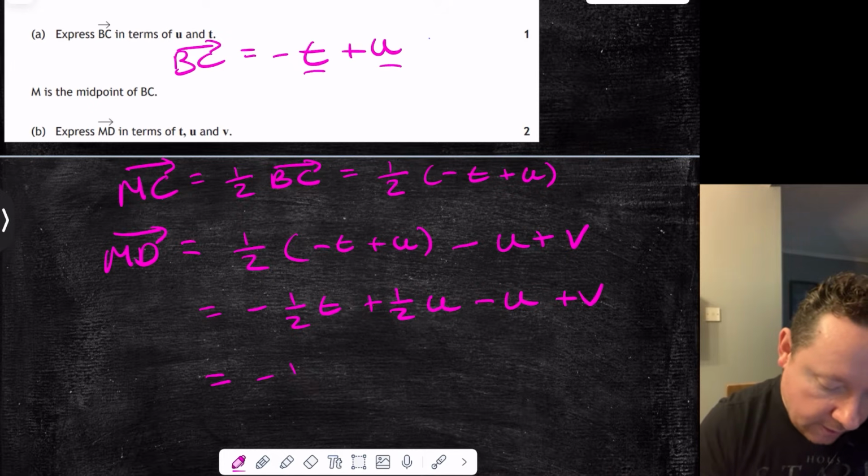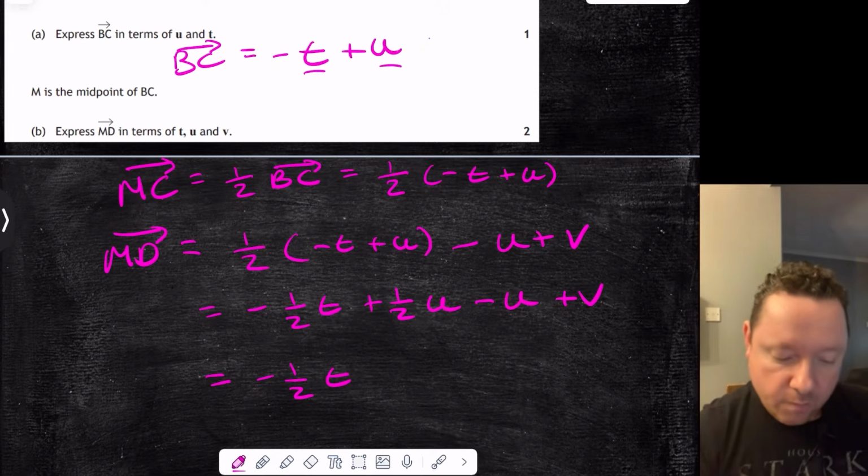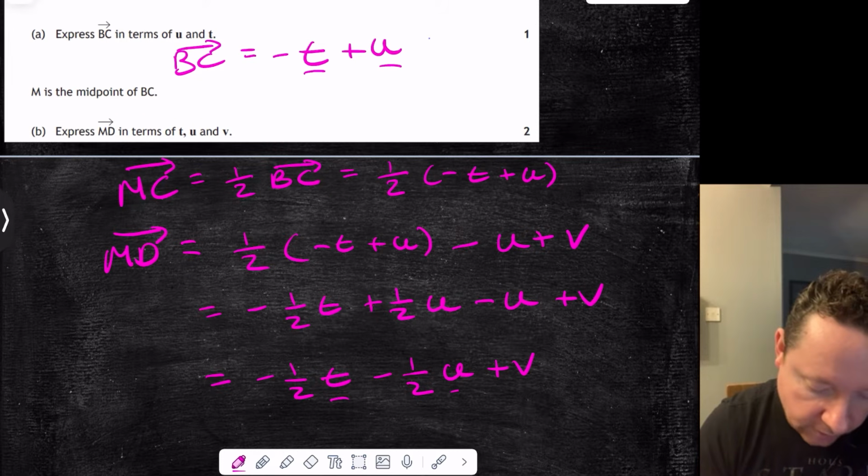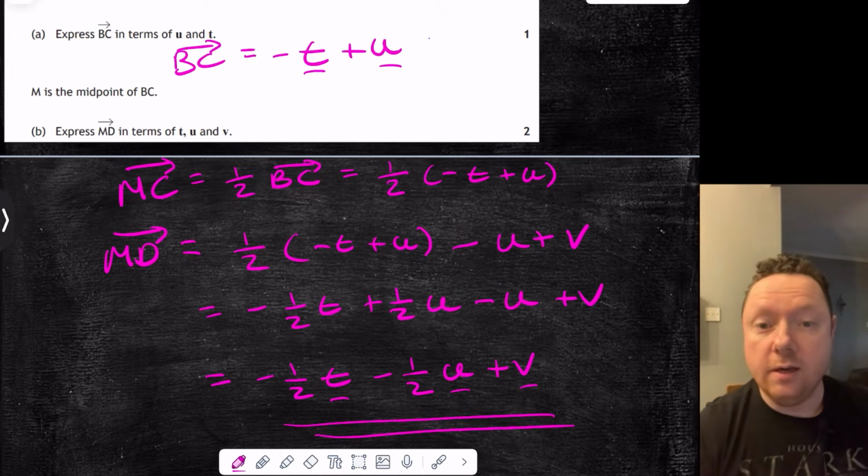That's minus a half t, a half u minus u is minus a half u, and then we've got plus v. Done there. Just putting little lines underneath, because usually that's how you write vectors, or bold.